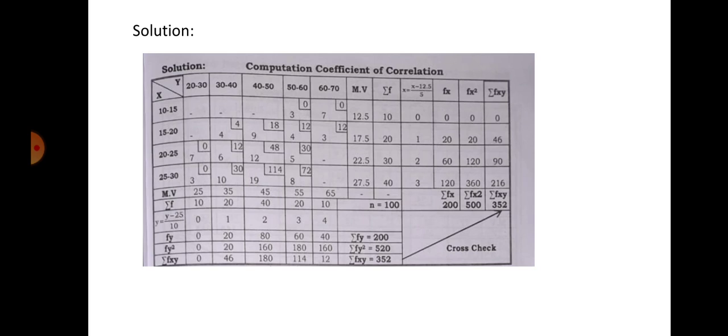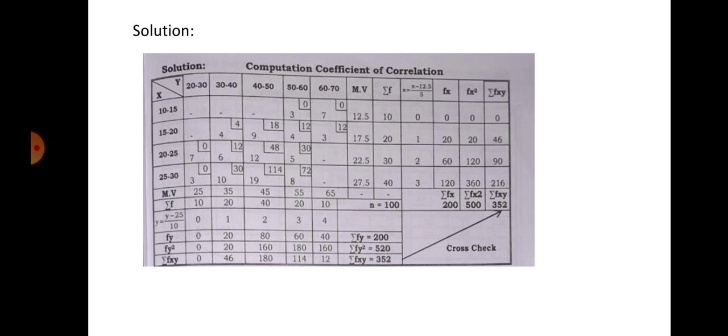Next, fy. What is your y? y is y minus 25 by 10, and the column sum frequencies are 10, 20, 40, 20, 10. Here 25 is the mid value. 25 minus 25 by 10 is 0. 35 minus 25, 10 by 10 is 1. 45 minus 25 is 20, by 10 is 2. 55 minus 25, 30 by 10 is 3. 65 minus 25, 40 by 10 is 4.